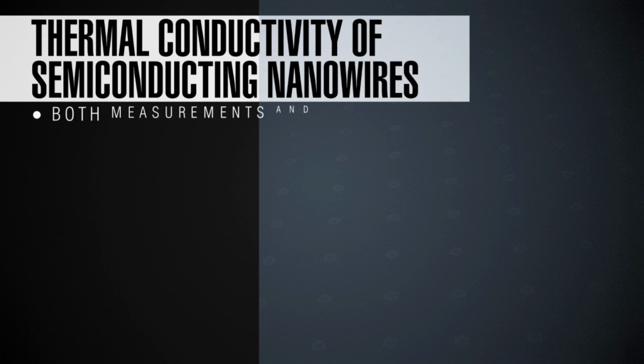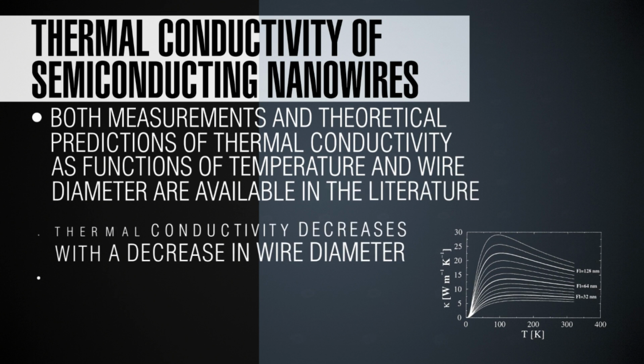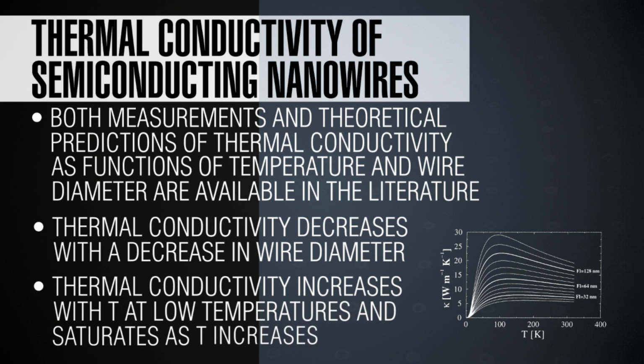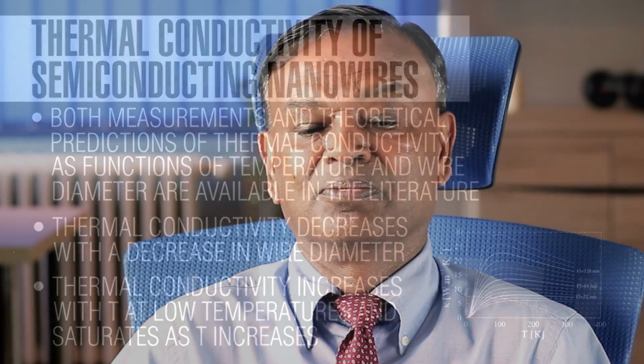The next property that I want to talk about is thermal conductivity of nanowires. People have experimentally measured the thermal conductivity of semiconducting nanowires, and there have also been many theoretical predictions. In both cases, the thermal conductivity as a function of temperature and the wire diameter have been measured. When the nanowire diameter decreases, the thermal conductivity decreases. Also, when you increase the temperature, the thermal conductivity increases at low temperature, and then eventually at certain temperature, the thermal conductivity begins to saturate.